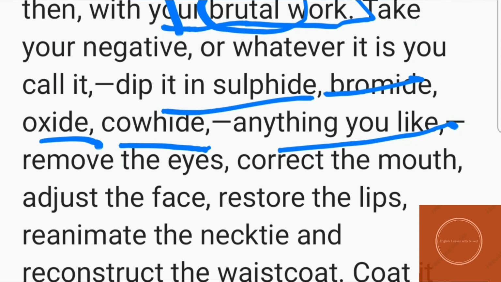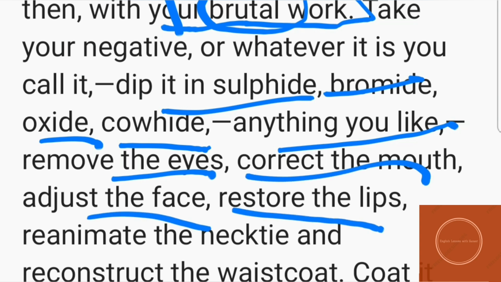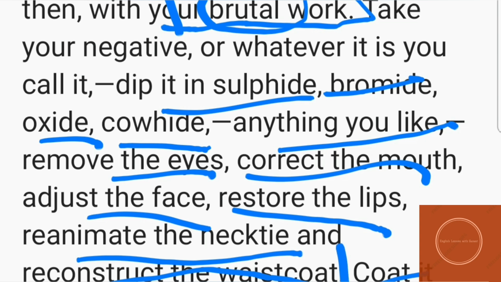And in the same way the photographer had told him about the adjustments he had made, now the man is also saying that you just dip the photograph in anything you like, and you just remove the eyes, correct the mouth, adjust the face, restore the lips, reanimate the necktie, and reconstruct the waistline. Means he's saying you just make all the improvements, all the adjustments you want to do, that's completely on your wish. And then more he's saying that coat it in an inch of gloss.